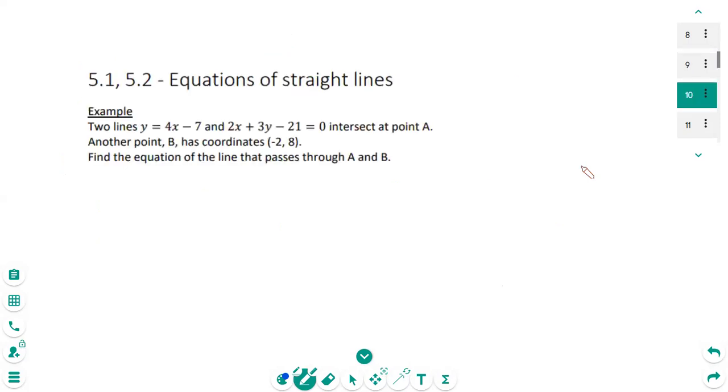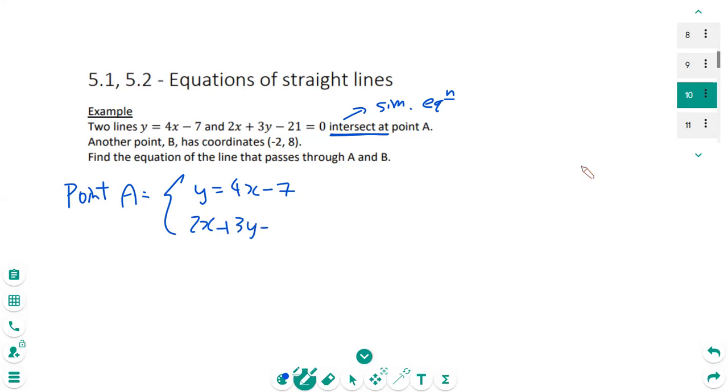Simple as that, right? One more. The two lines, y equals 4x minus 7 and 2x plus 3y minus 21, intersect at point A. Hopefully you picked this up from the previous chapter, chapter 4, about intersection. When you do intersection, it means simultaneous equations; you want to solve them together. Another point B has coordinates (-2, 8). Find the equation of the line that passes through A and B. So let's work out point A. We have to solve y equals 4x minus 7 and 2x plus 3y minus 21 equals 0 simultaneously.